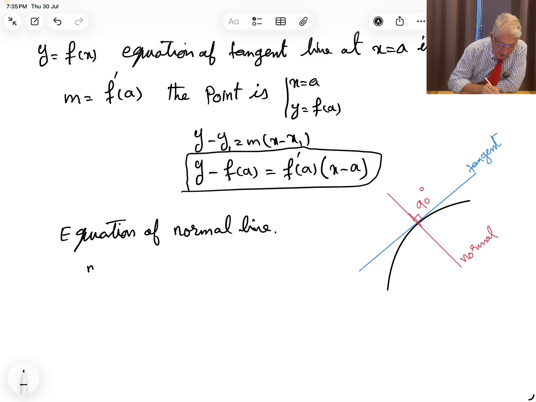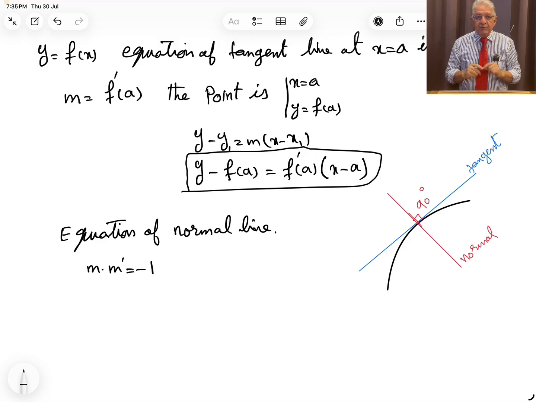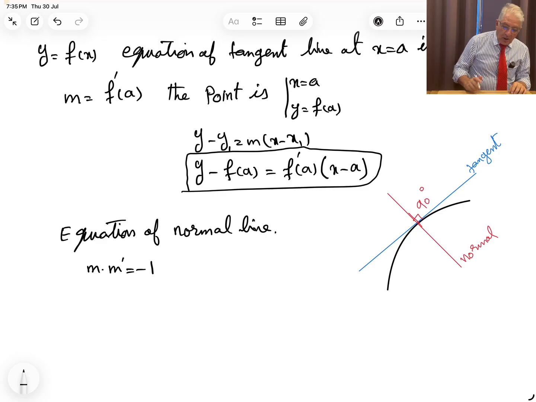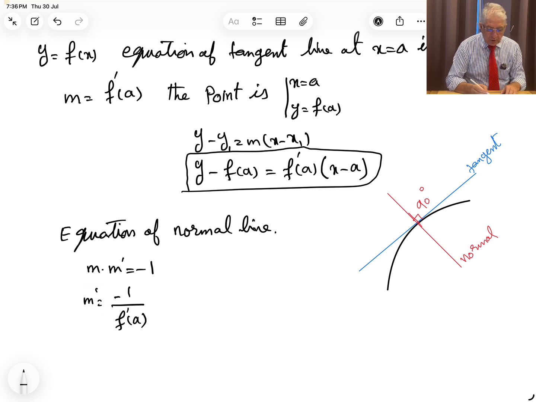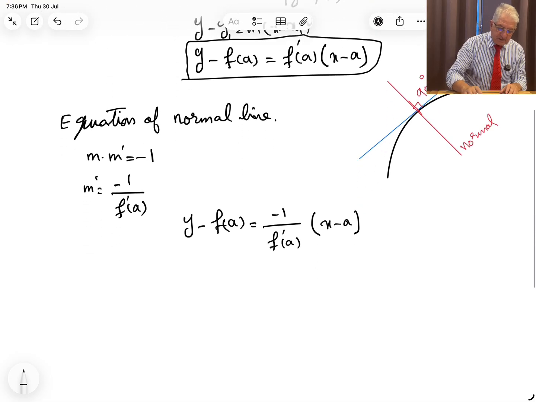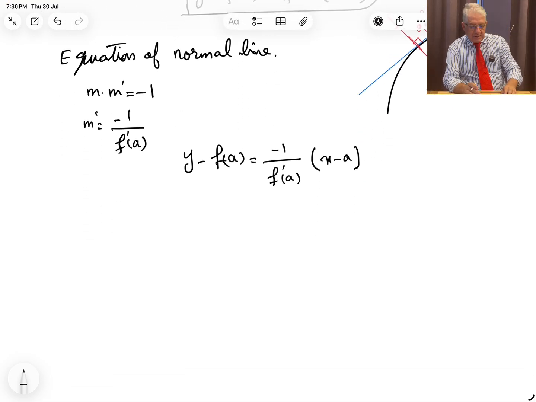We know that m times m dash is equal to -1. That means if two lines are perpendicular to each other, the multiplication of the gradients is always -1. Therefore, now m dash is equal to -1 over f dash of a. So the line will be y minus f of a equal to -1 over f dash of a, which is the gradient of normal, times x minus a. Now I will give an example. It will be much easier after that.